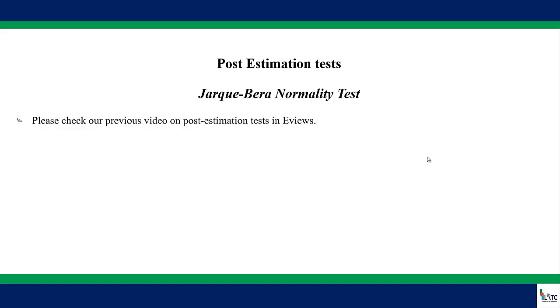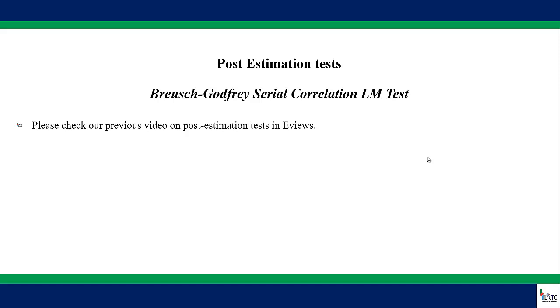This one also we have covered in one of our previous videos. Please take a look at our channel, and you will see a video on how to perform the Jarque-Bera normality test in EViews. The next one is the serial correlation test, which is similar to the Durbin-Watson, but this particular one has a statistic that makes it more unique. We have also done a video on it, and we also explain the difference between this and the DW in that particular video. Please take a look at our channel and get that video.